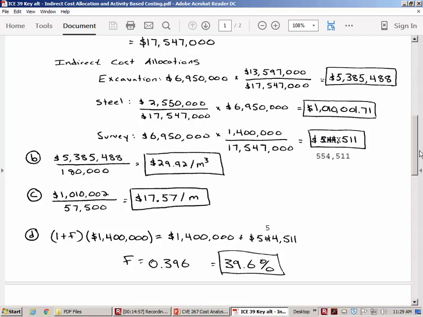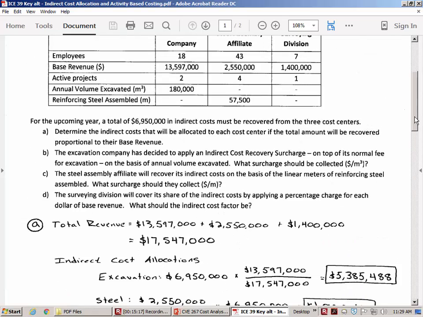So basically, we're just solving for F in this relationship. We're trying to find out what the percentage should be if you want the total amount they're giving to the company for indirect costs, and then their base revenue of 1.4 million. So 39.6% is the indirect cost recovery that should be used for the surveying division.